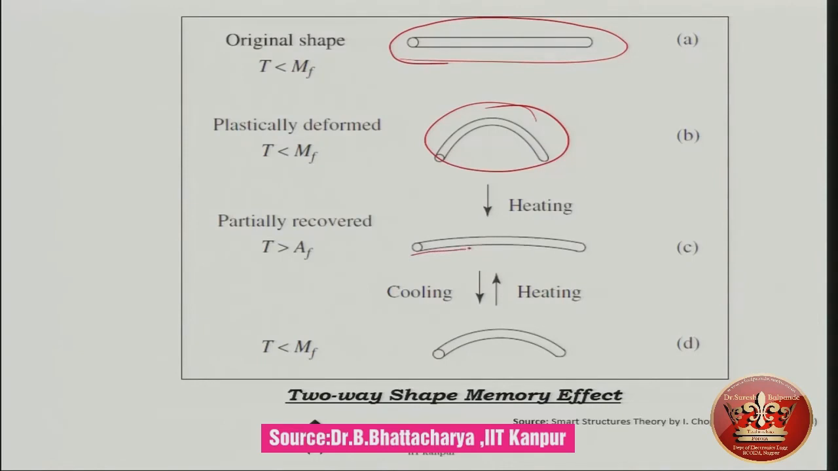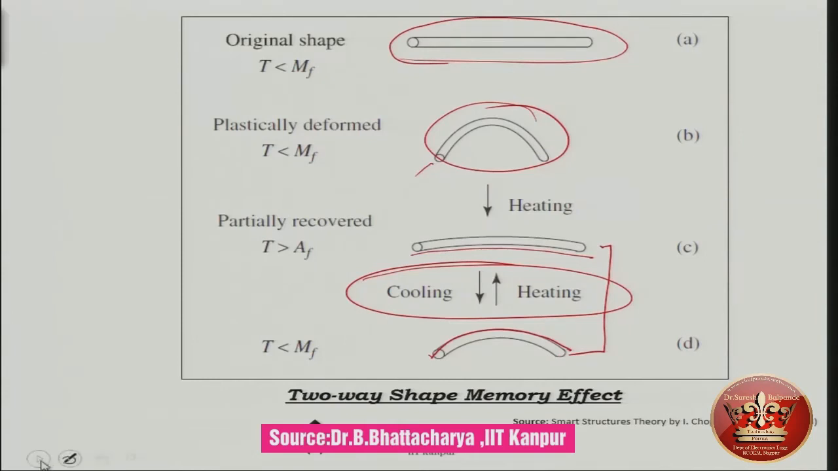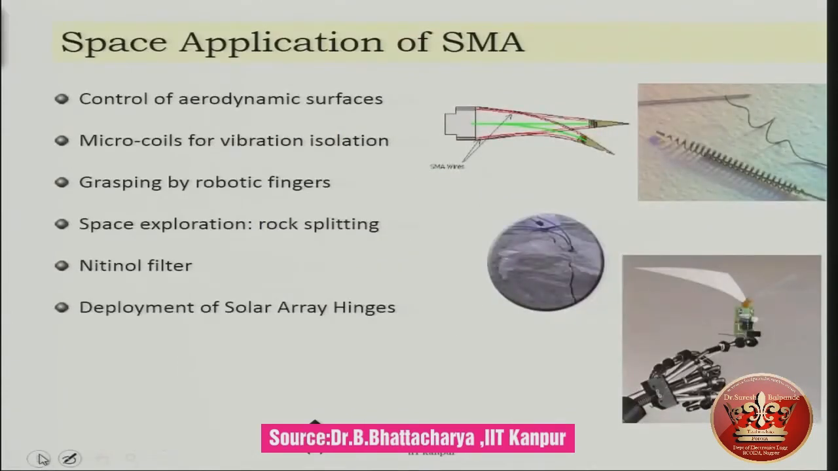You are going to get to this particular shape. Now from this shape you cool it, you are going to go back to this particular shape, the bent shape. So now you heat and cool, you will be flipping between these two shapes. One is a high temperature memory shape and the other is a low temperature memory shape. Using these, many interesting applications have been developed.